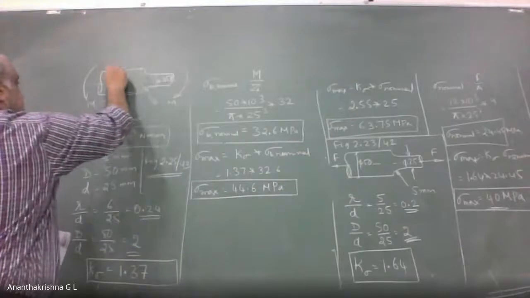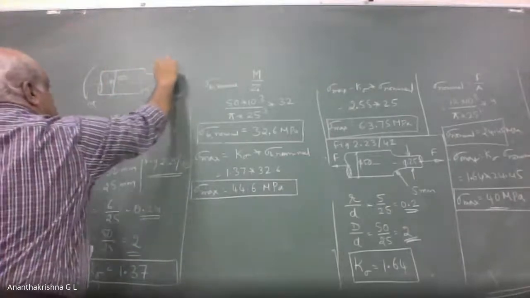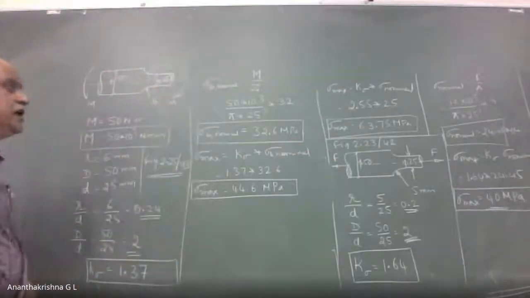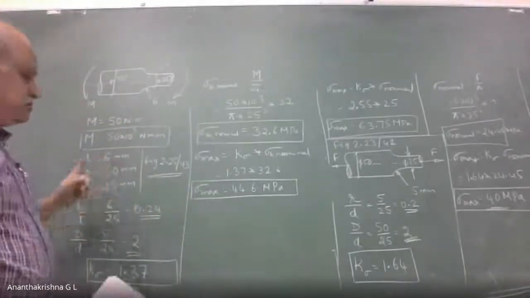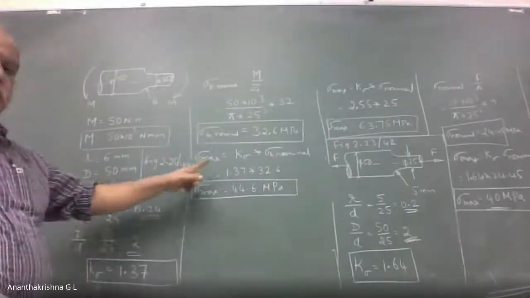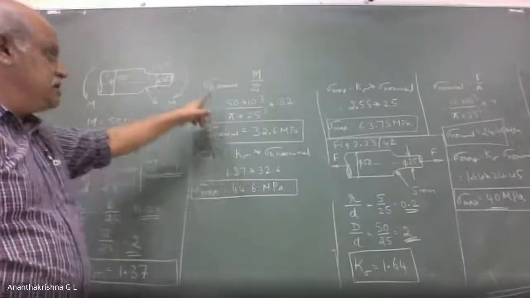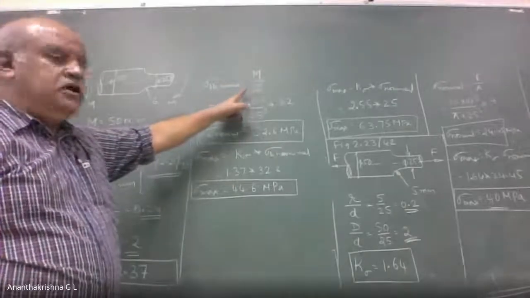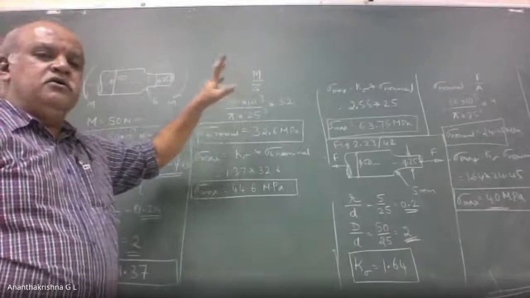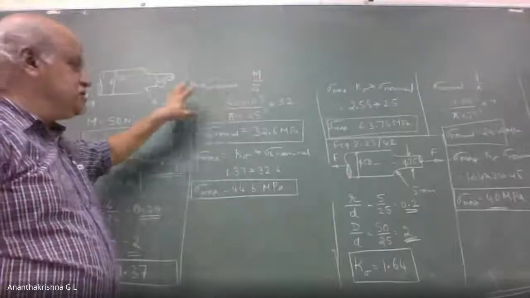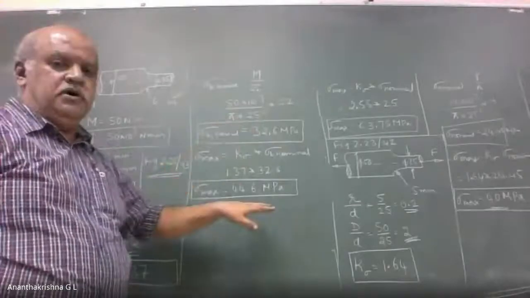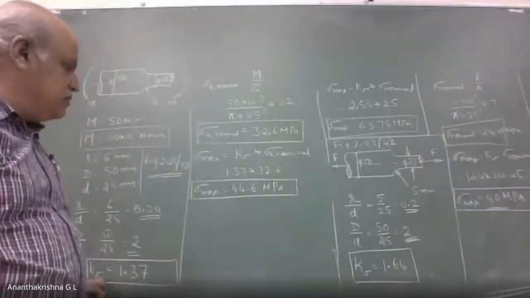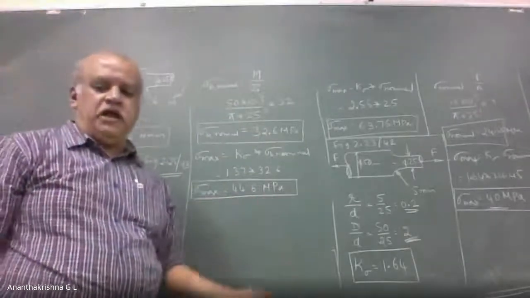Now, the same shaft is subjected to torsional moment T of 50 Newton meter. Now, refer the corresponding figure on similar lines. Find out nominal stress. For torsional moment, Z is equal to pi d cube by 16. So shear stress nominal is going to be 16T by pi d cube. That multiplied by K sigma will give you tau max.